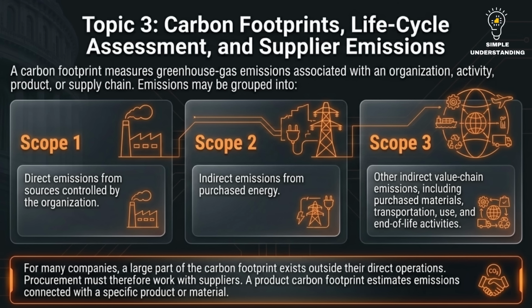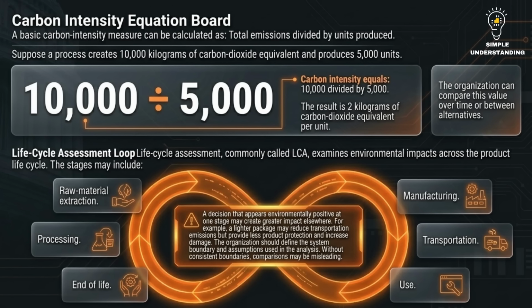For many companies, a large part of their carbon footprint exists outside their direct operations. Procurement must therefore work with suppliers. A product carbon footprint estimates emissions connected with a specific product or material. A basic carbon intensity measure can be calculated as total emissions divided by units produced.